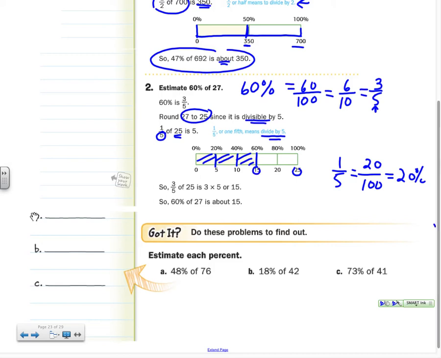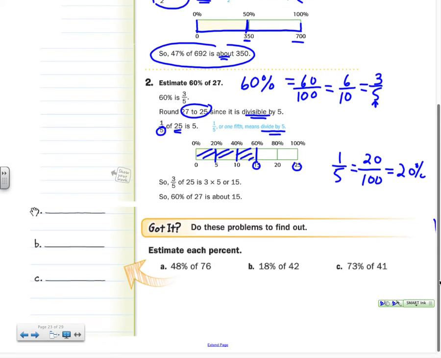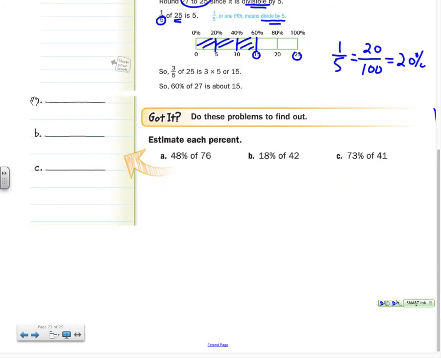Okay, I'm going to do this without a bar diagram. You'll see how easy it actually is. So 48% is close to 50%. What is close to 76 that 50 will go into evenly? Well, I know 75 is close to 76, so let's see if this will work. 1/2 of 75 will not work because 75 isn't divisible by 2.